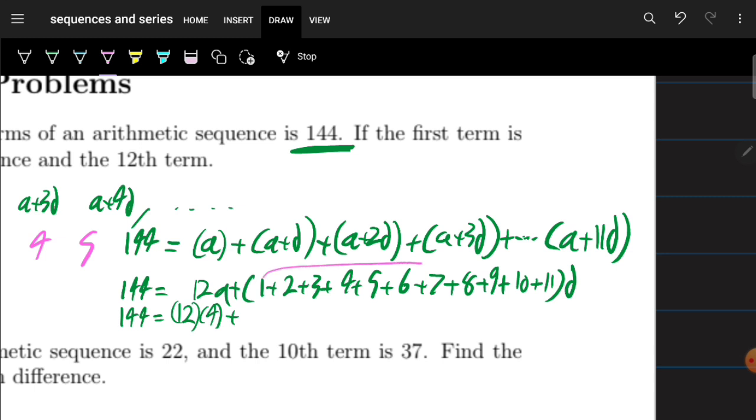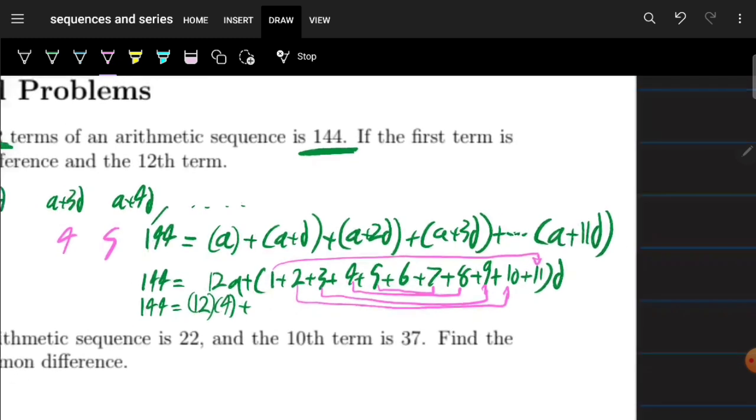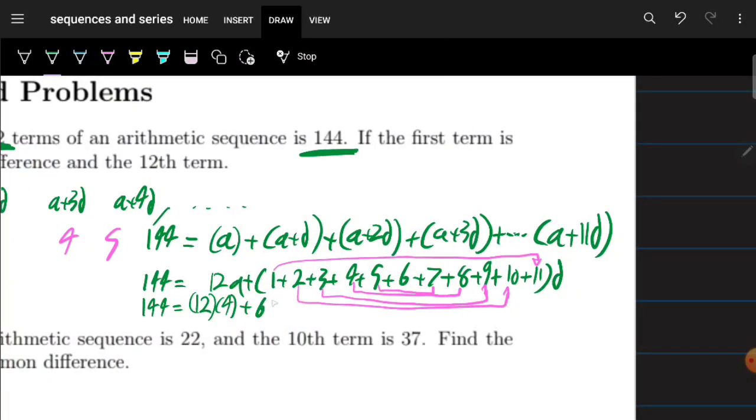We're going to notice that 1 plus 11 is 12, 2 plus 10 is also 12, 3 plus 9 is also 12, 4 plus 8 is 12, and 5 plus 7 is also 12. So we have 1, 2, 3, 4, 5 12s. So we have 5 12s, and we have the 6 in the middle as well. So the sum of this is going to be 5 times 12, which is 60, plus 6. So we're just going to have 66d.